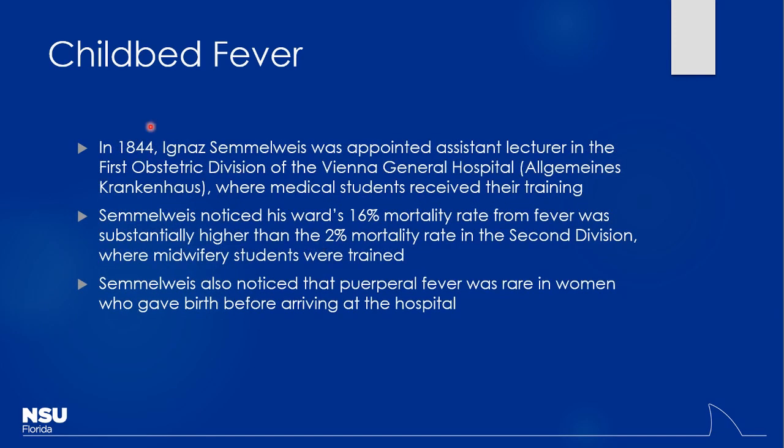And so there was this guy back in 1844, Semmelweis, and basically he was an assistant lecturer. There's a teaching hospital that they were working at, this obstetric division in Vienna, and basically medical students at the time were receiving their training. This sounds totally wild when you hear the story, but he was noticing that they had a 16% mortality rate with these students, and it was higher than the 2% mortality rate where they had the midwives practicing. And so you're like, okay, why is the physicians' mortality rate so much higher than the midwives?